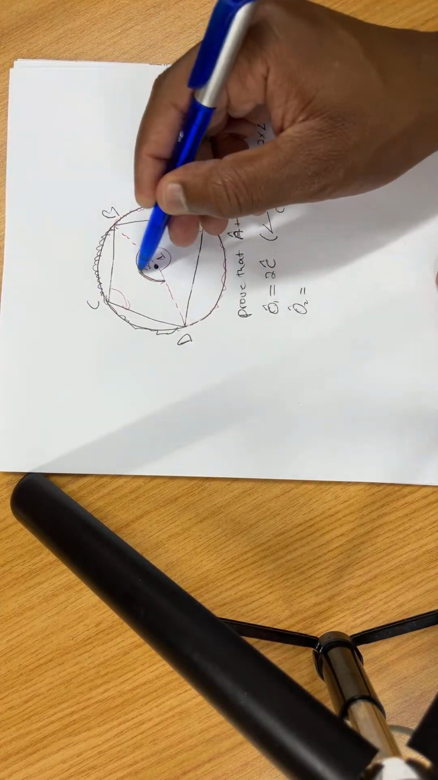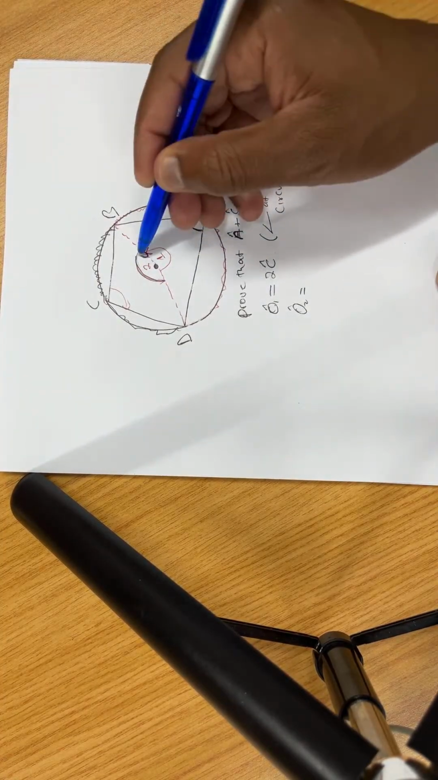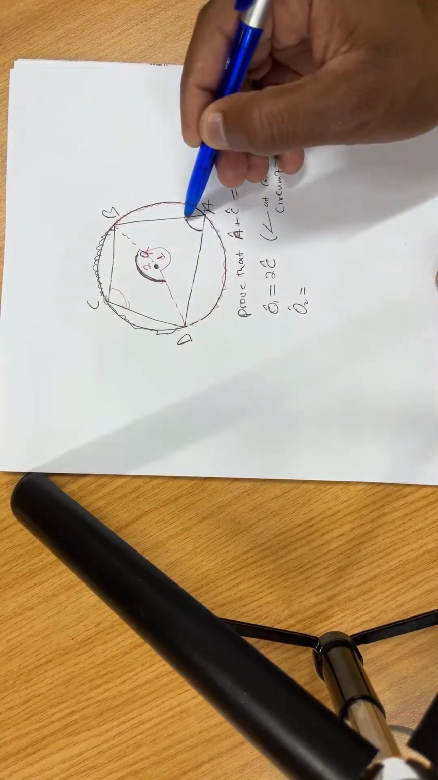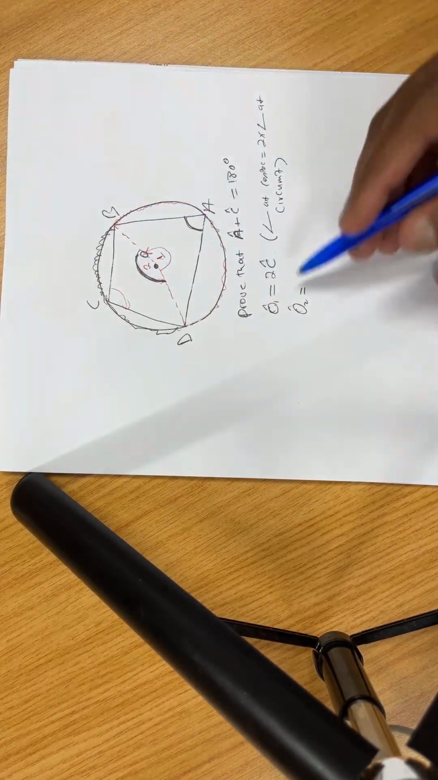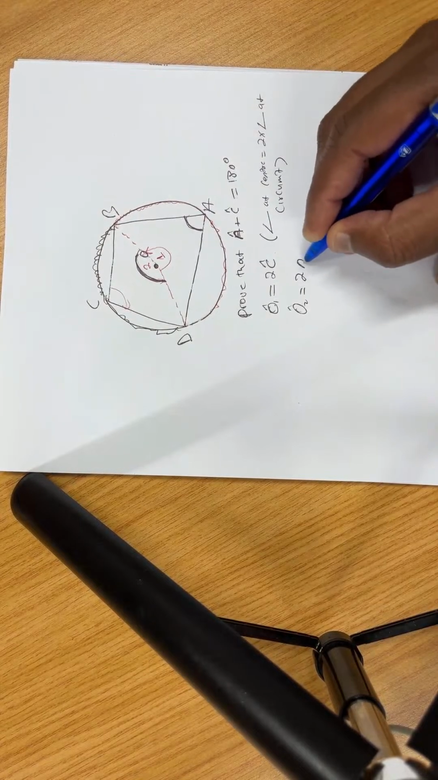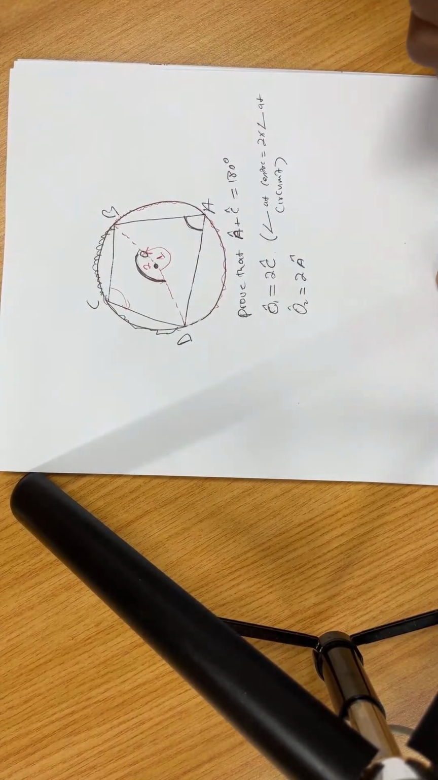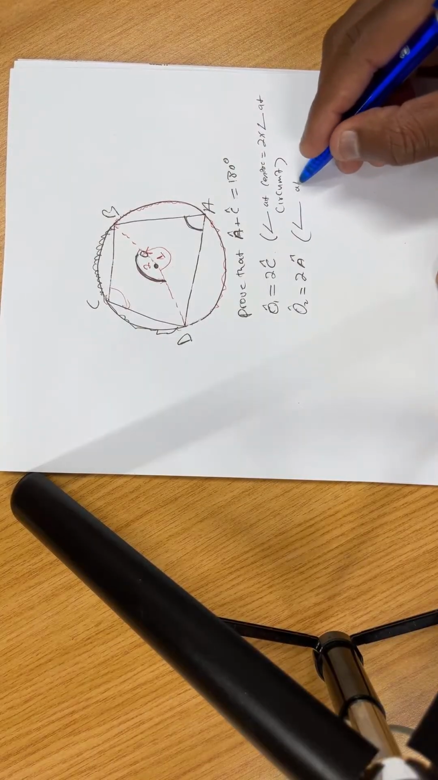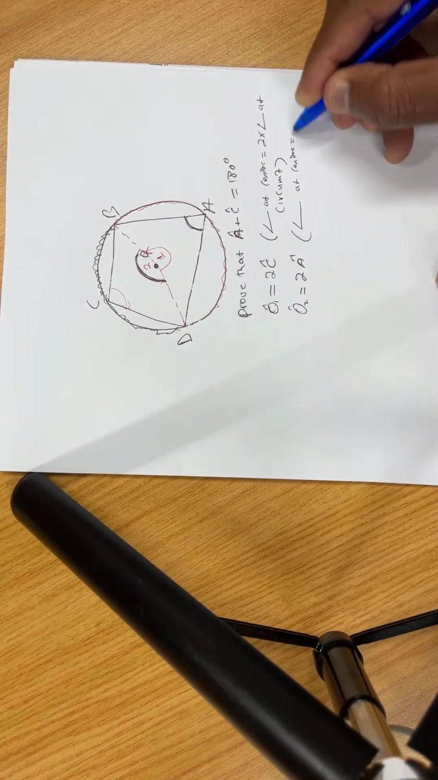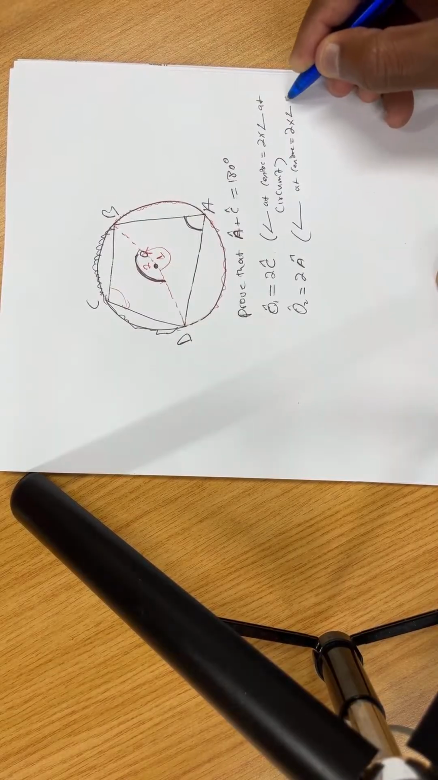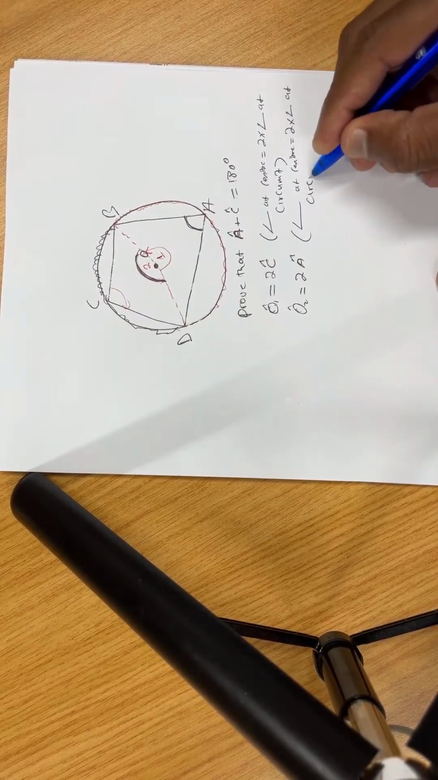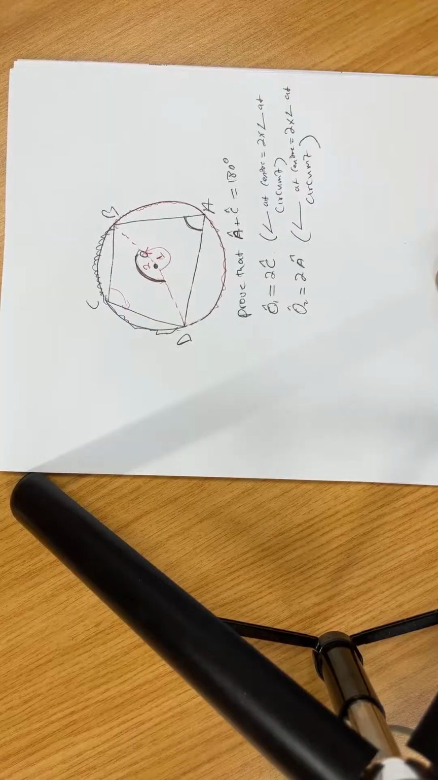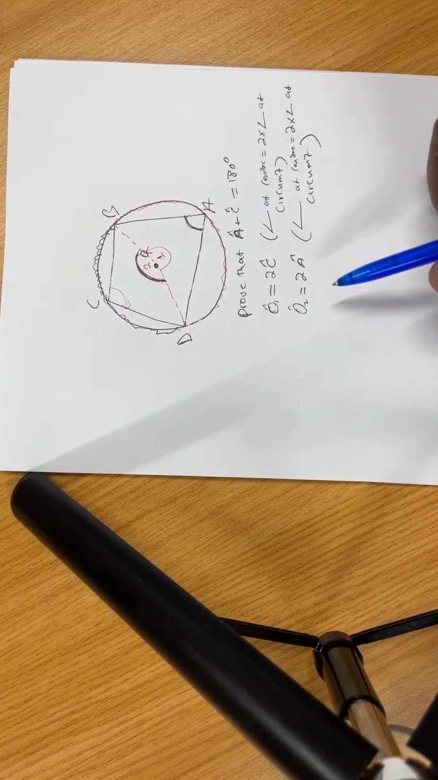So the angles, okay? These two angles, they are not equal, but angle O2 is equal to 2 times angle A. Why do you say this? Angle at the center is equal to 2 times the angle at the circumference. Right. Now we move to the other part.